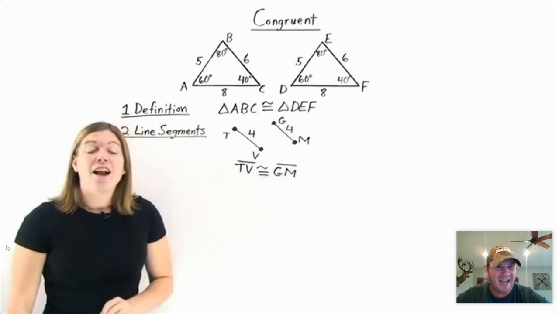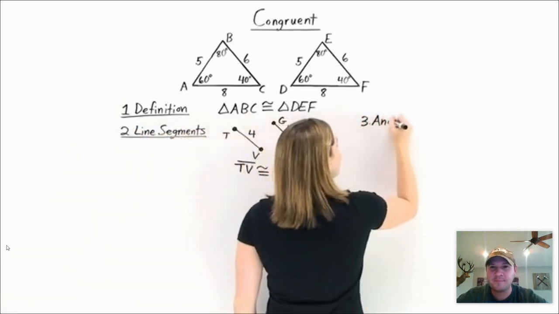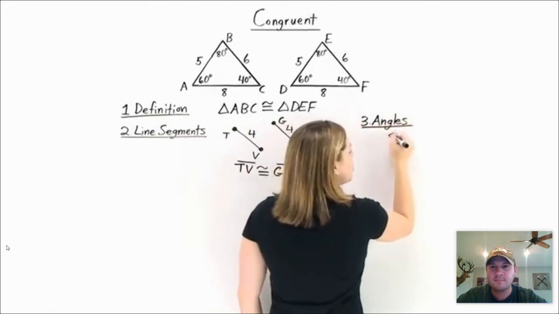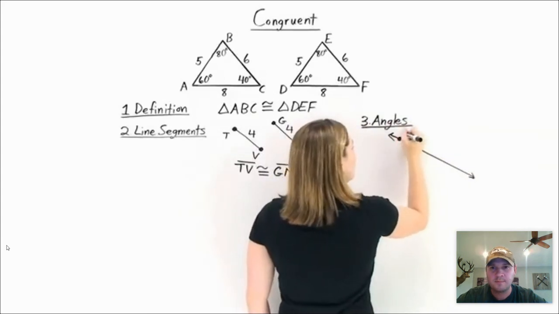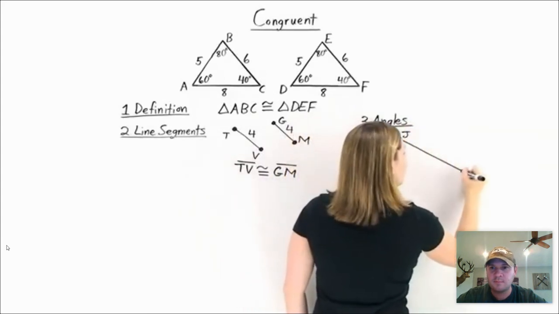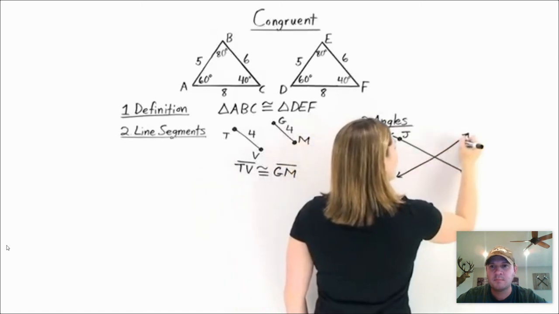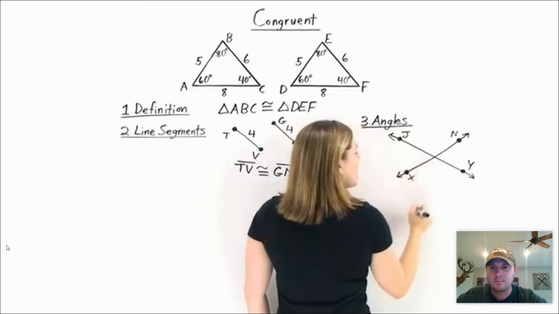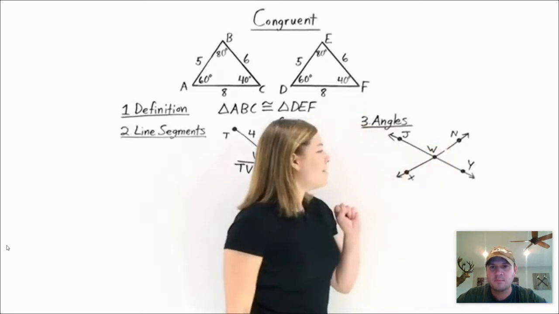Now we can also do this with angles. So here, let's take a look at some congruent angles. Let's draw two lines intersecting to create some angles. We'll have this be line JY. And we'll have this line segment be NX. And we'll have their intersecting point right here be the point W.